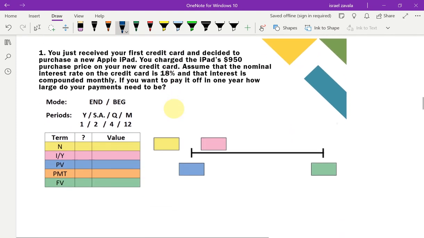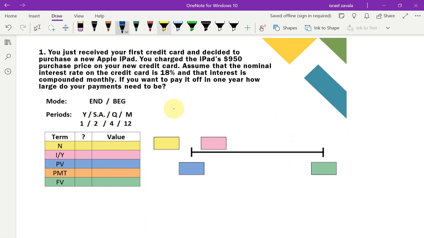All right, so let's jump into question 1, grab my highlighter as I always do, and let's get into this problem. You have just received your first credit card and decided to purchase a new Apple iPad. You charge the iPad's $950 purchase price on your new credit card. Assume that the nominal interest rate on the credit card is 18%, and that interest is compounded monthly.